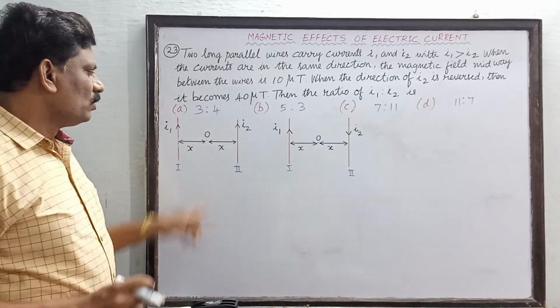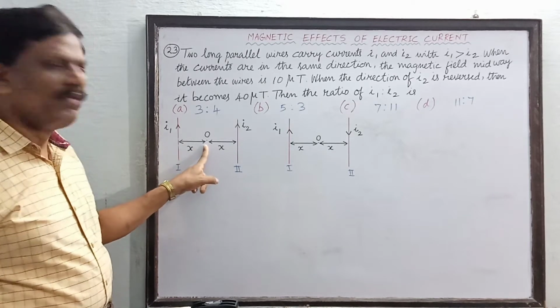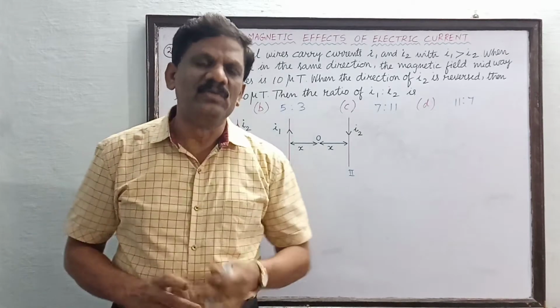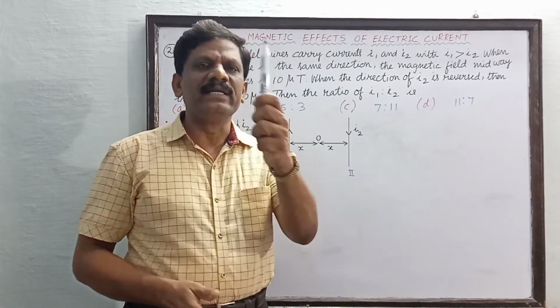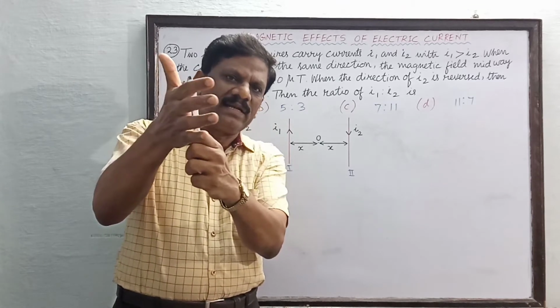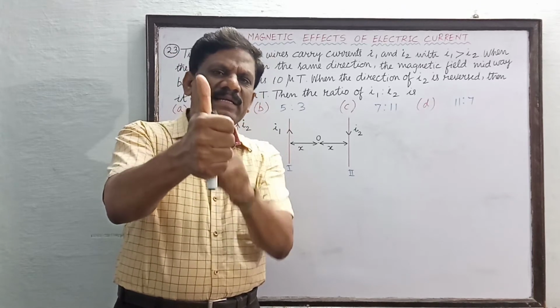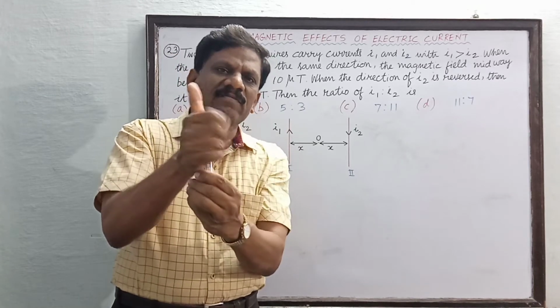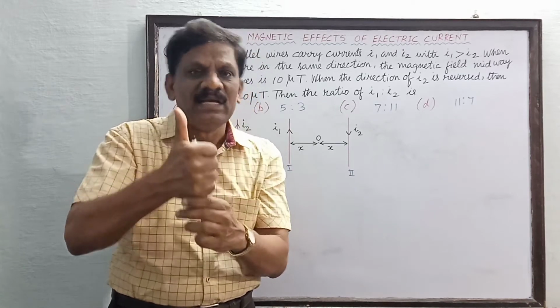So what will be the resultant or the net magnetic field at O? We are going to find out by using the right hand thumb rule. We have studied the right hand thumb rule. According to that, when you hold a straight conductor carrying current, the thumb indicates the direction of the current and the folded fingers wrapped around the conductor give the direction of the magnetic field.